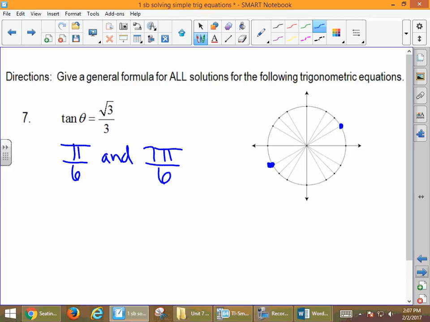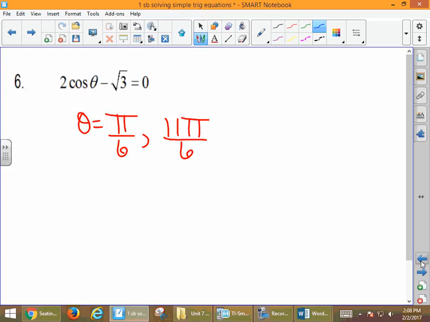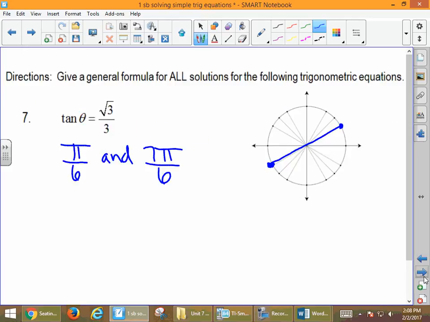And if we connect the dots, so to speak, from here to here, does that line form a diameter on our unit circle? Because it forms a diameter, if the two angles that satisfy the equation create the same line, that's what we just got. We've got the same line on the unit circle. Keep the smaller angle and add a pi k after it. So I went the wrong way there. We're going to keep the smaller angle, pi over 6, and add pi k to it.